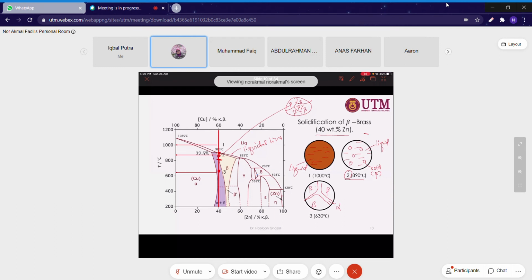And it will remain as alpha plus beta, and upon cooling it will rearrange themselves, forming a lamella. This is not really a lamella, it's just a mixture between alpha and beta, diffusing again from the grain boundary to the solid beta at room temperature.